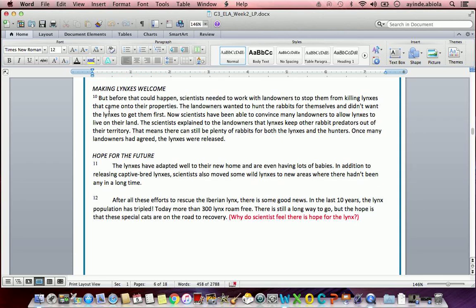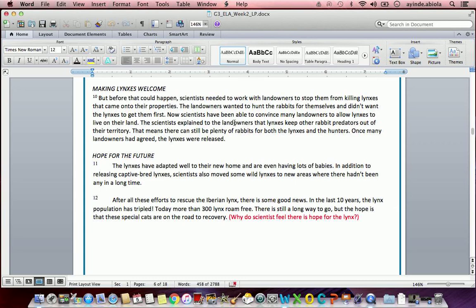Making lynxes welcome. But before that could happen, scientists needed to work with landowners to stop them from killing lynxes that came onto their properties. The landowners wanted to hunt the rabbits for themselves and didn't want the lynxes to get them first.